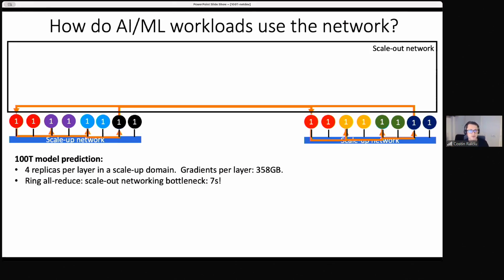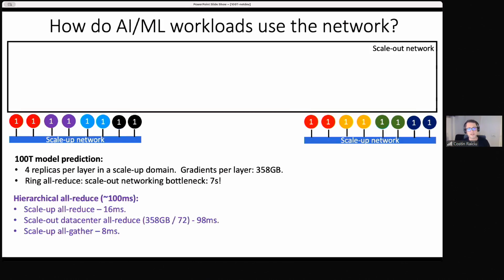So the simplest thing you could do is to do this thing called ring all reduce, where you create a ring that goes across the scale-out network. The problem is, if you compute how much this would take, look at the size of the data, this will take something like 7 seconds. And remember, our budget was around 250 milliseconds. So 7 seconds is clearly out. We have to do something much better.